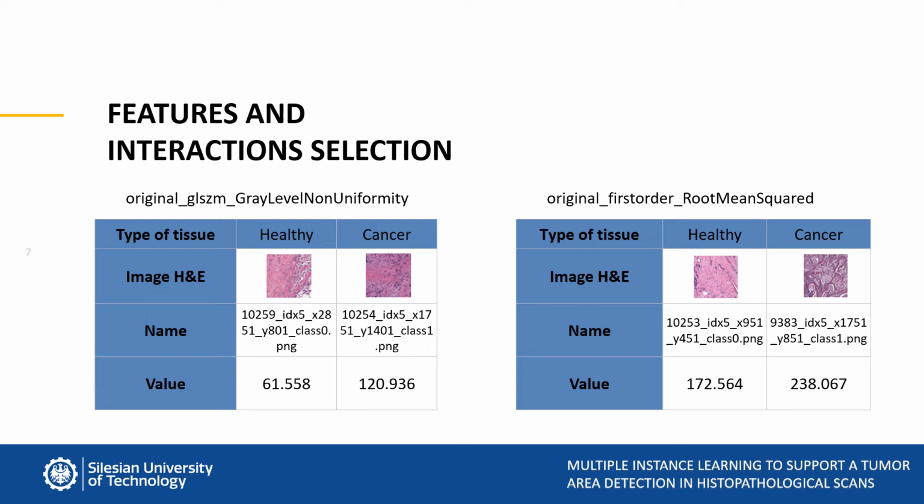Another example is original first-order root mean squared. This feature is a measure of the magnitude of the values in the image, calculated as the square root of the average of all squares of the intensity values. As mentioned, tumor tissues have different structures, which also means higher intensity values in the images. So among the analyzed data, they were characterized by much higher results.